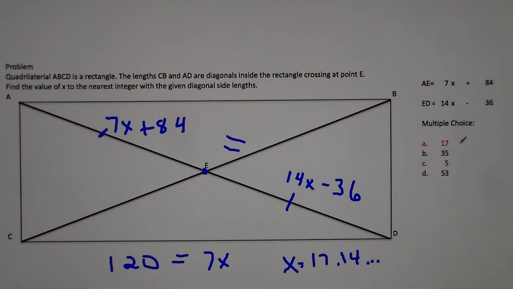Now 17.14, rounded to the nearest whole number, you get a 17.